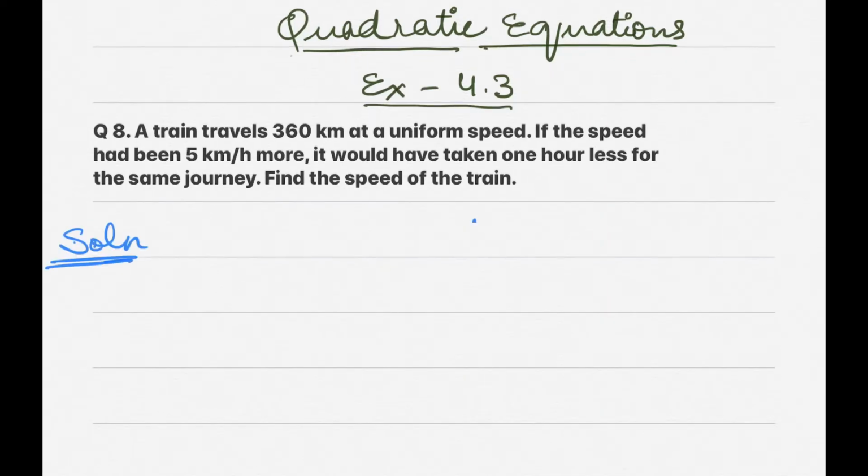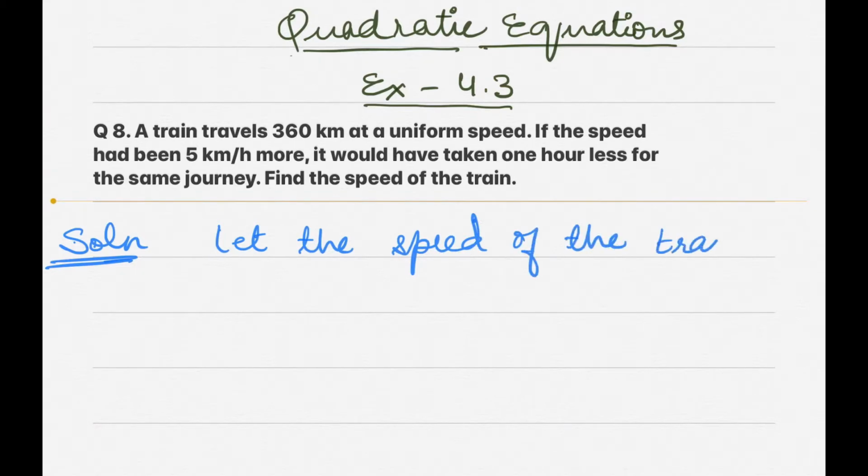So solution, I would just take the speed of the train as my variable because that has been asked. So let the speed of the train be x kilometer per hour. I'm taking the speed in kilometer per hour because they have already taken the other speed, 5 kilometer more, in kilometer per hour.